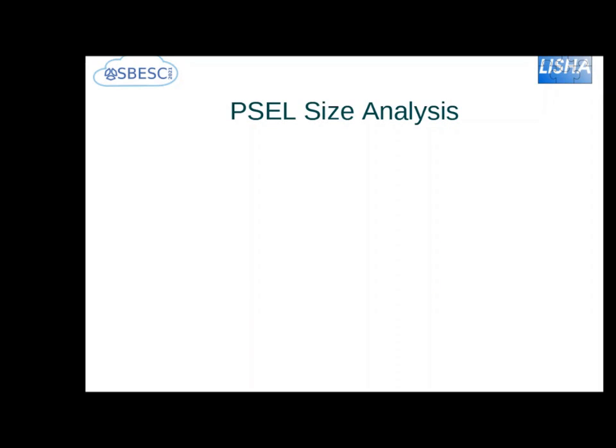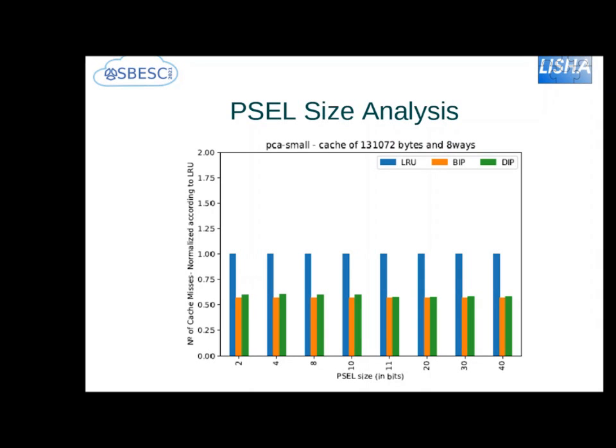In the original paper introducing the DAP policy, the size of the pcell counter is arbitrarily set to 10 bits. However, its size can potentially influence the policy switching decision. So the objective of this set of experiments was to evaluate the impact of the pcell size on the amount of cache misses occurring during the execution of the PCA small benchmark.